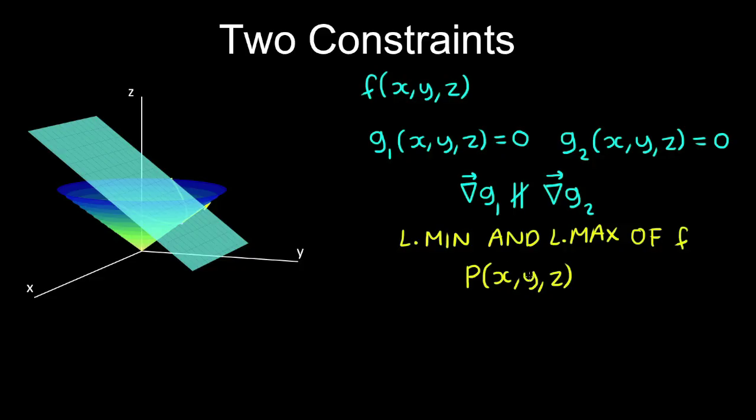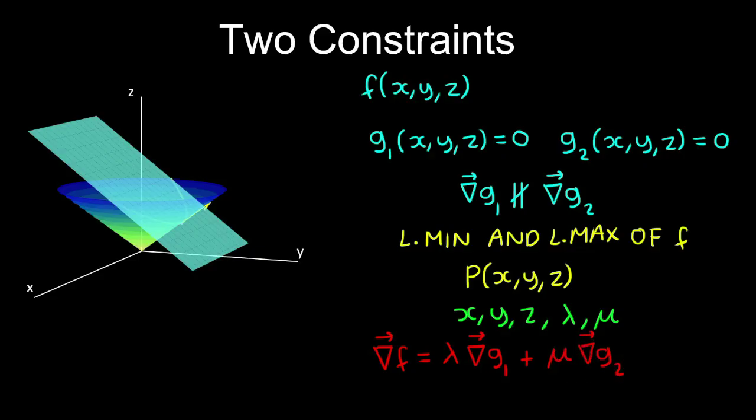And to find these points where the function has extreme values, then we're looking for values of x, y, and z, and additionally a Lagrange multiplier for the first constraint and a multiplier for the second constraint, where the values satisfy the following equations simultaneously. So we have the gradient of f is a linear combination of the gradient of the first constraint and the gradient of the second constraint. And the other equations that need to be satisfied are the constraint equations.